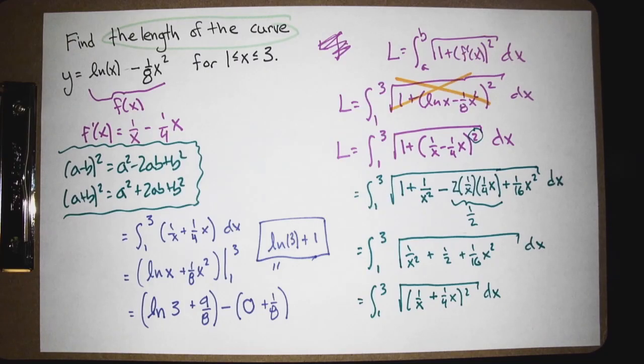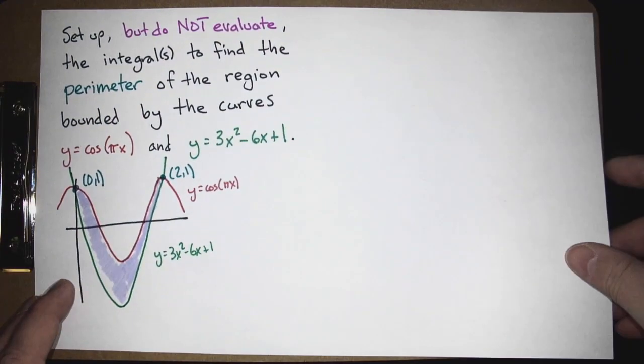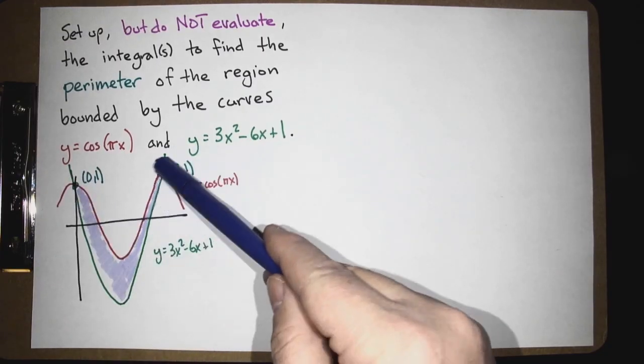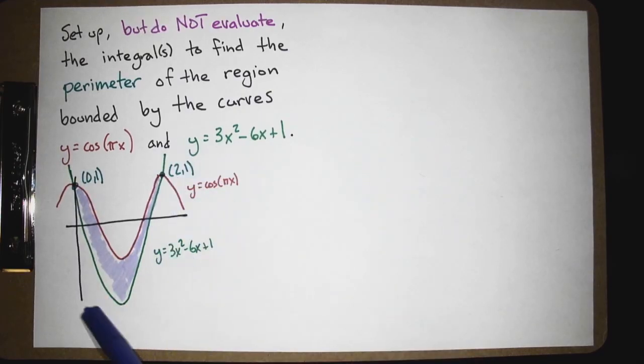Okay, let's do one other problem. We'll have time. Set up, but do not evaluate. Ah, the sweetest words in the Calc 2 language. The integral, or integrals, define the perimeter of the region bounded by the curves y equals cosine pi x, that's this red curve, and y equals 3x squared minus 6x plus 1, that's this green curve, and it even conveniently gave us the intersection points. What is the perimeter?